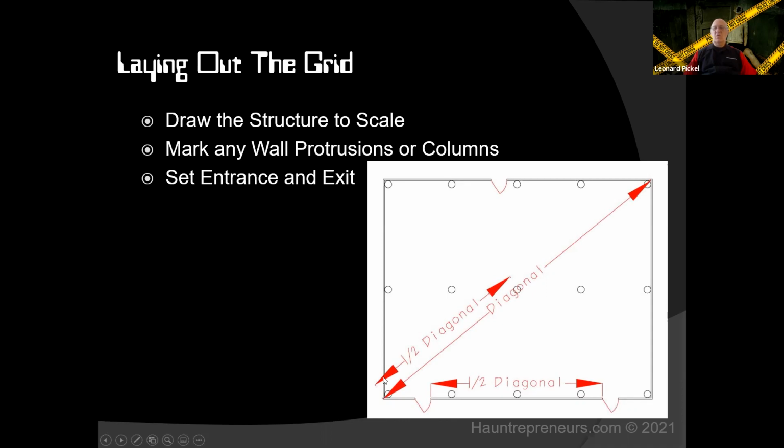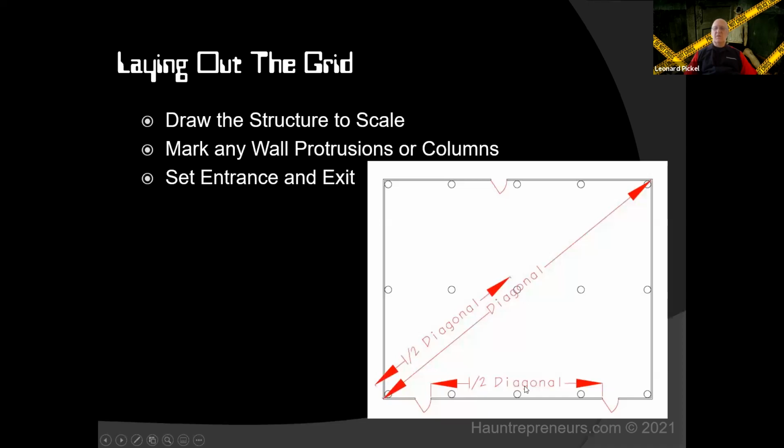And by code, the entrance and the exit of the building have to be half the length of the diagonal. So if this was your space and you measured that diagonal, whatever it is, the entrance and exit have to be at least half of that distance apart. So theoretically, you could put a haunted house in a space of a shape like this without having a back door to it. But it's nice to have that back door if you can fit it in.